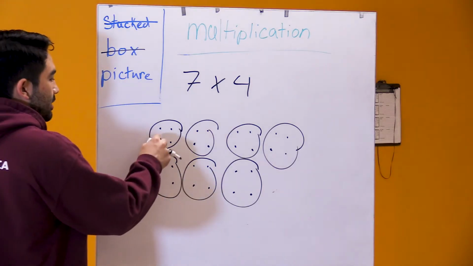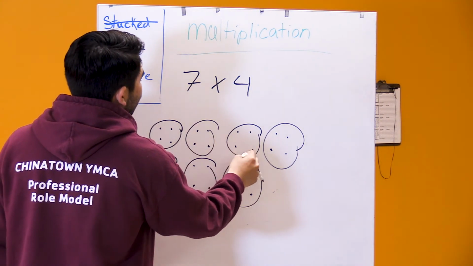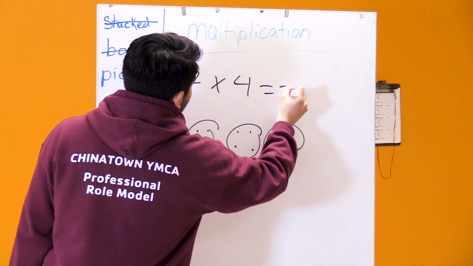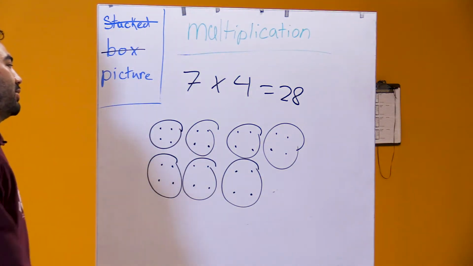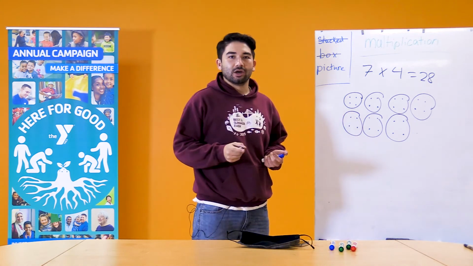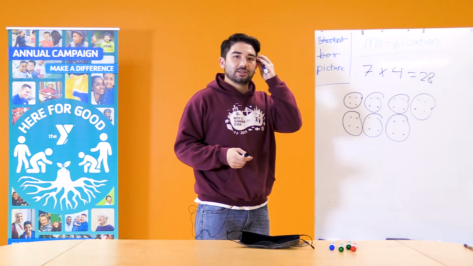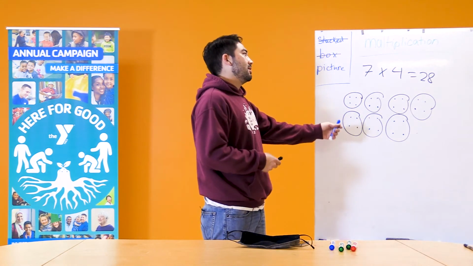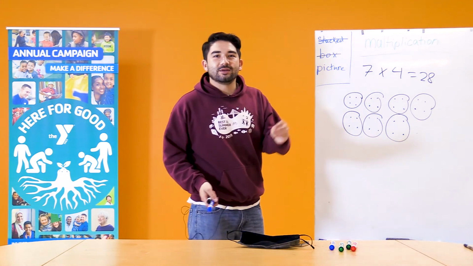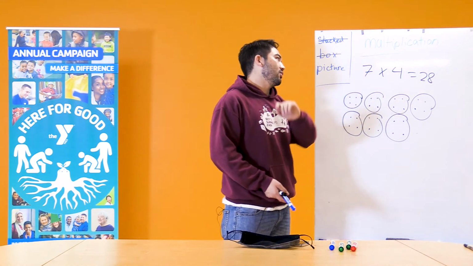If we count up all the dots, 1, 2, 3, 4, 5, 6, 7, 8, 9, 10, 11, 12, 13, 14, 15, 16, 17, 18, 19, 20, 21, 22, 23, 24, 25, 26, 27, 28. It'll give us our answer of 28. So that is how you would solve it by a picture. It definitely takes the longest, but I do think it's a good way to think about multiplication. Instead of memorizing that 7 times 4 equals 28, maybe it'll be easier to picture 4 groups of 7 or 7 groups of 4. So here's 7 groups of 4.